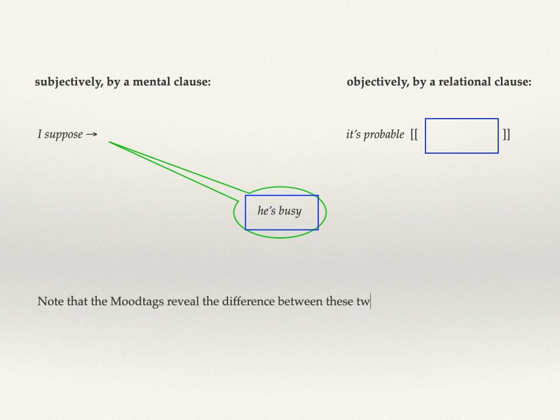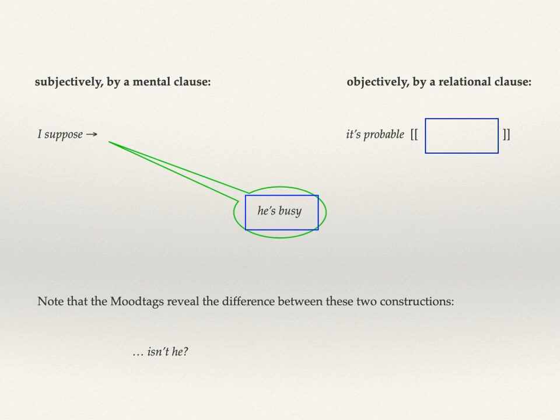And note, interestingly, that the mood tags reveal the difference between these two constructions. So you'd say, I suppose he's busy, isn't he? Not, I suppose he's busy, don't I? But she supposes he's busy, doesn't she? Because she supposes is not an assessment of the probability, whereas I suppose is.